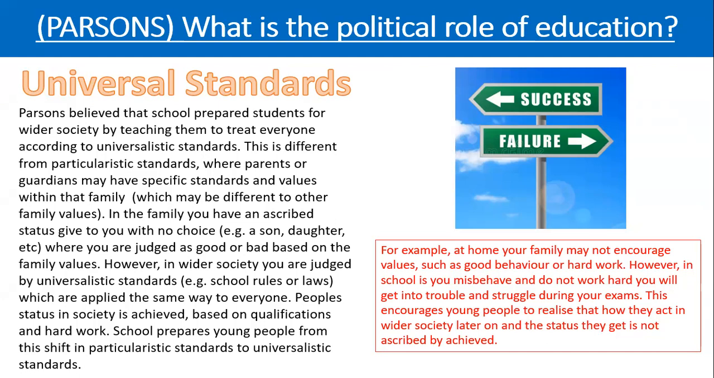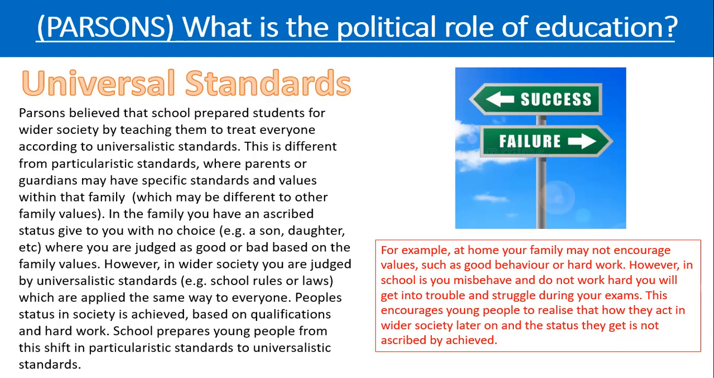In the family, you have an ascribed status given to you with no choice. So either a son, daughter, nephew, niece, whatever it may be, where you are judged as good or bad based on that family value. So it's just making the point there that your family, your guardians have, in your role, different expectations. Some families will have really high expectations for you, whereas others will have maybe low expectations, and they'll have different ways of regulating and what they expect of you.